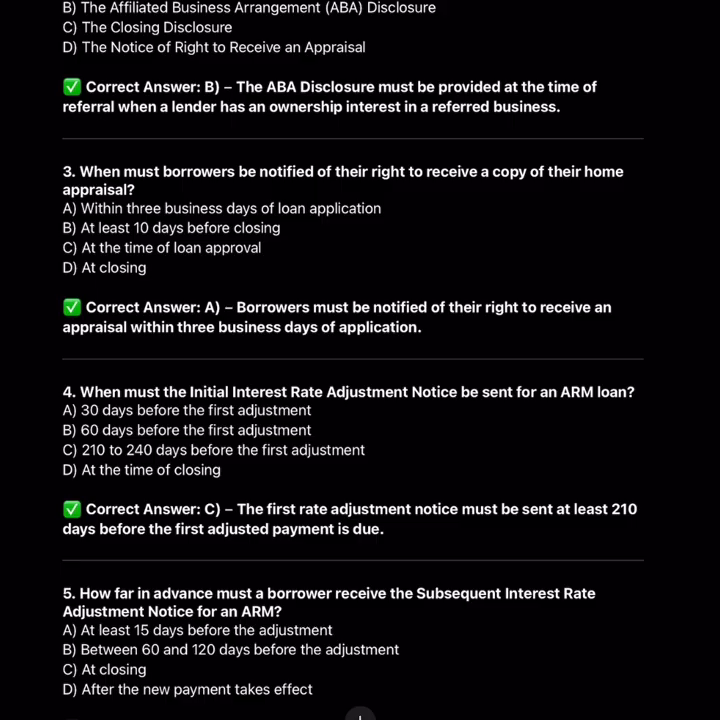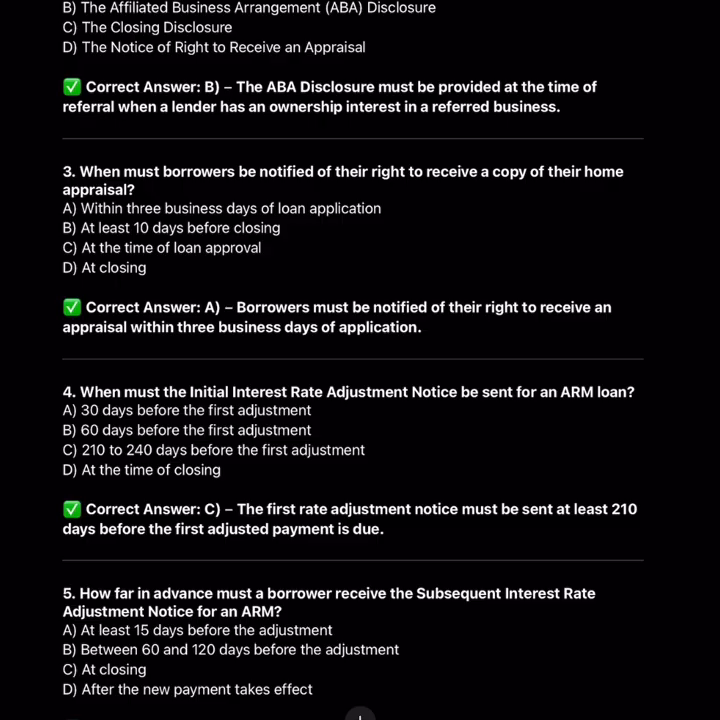3. When must borrowers be notified of their right to receive a copy of their home appraisal? A. Within 3 business days of loan application. B. At least 10 days before closing. C. At the time of loan approval. D. At closing. Correct answer, A. Borrowers must be notified of their right to receive an appraisal within 3 business days of application.